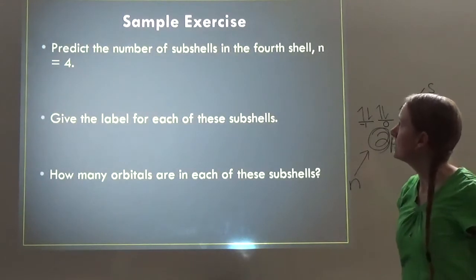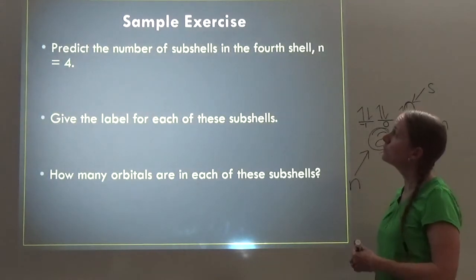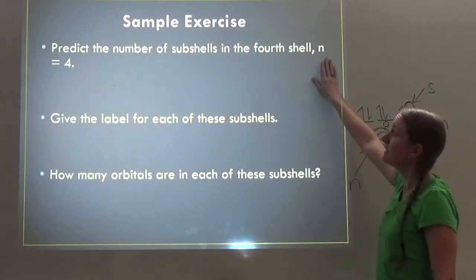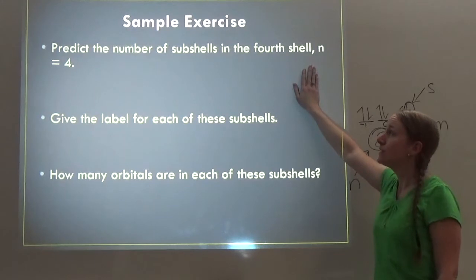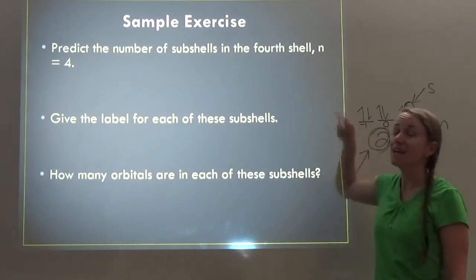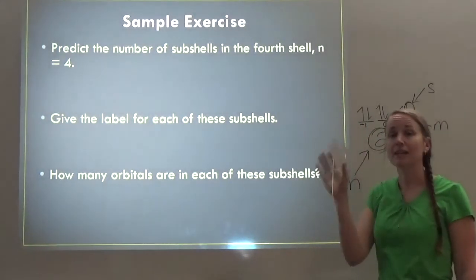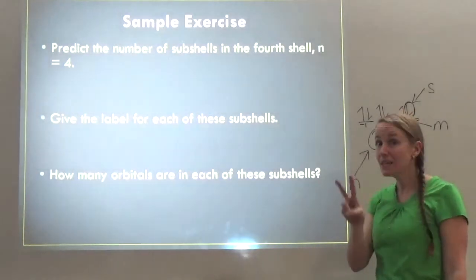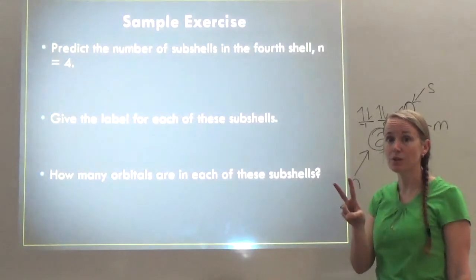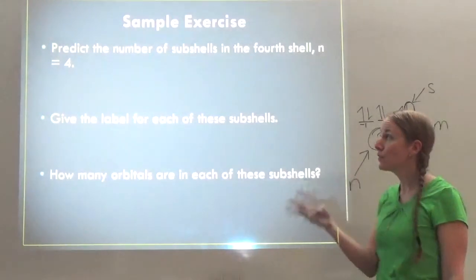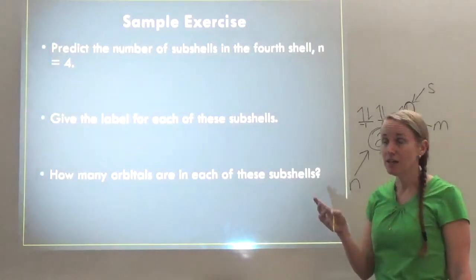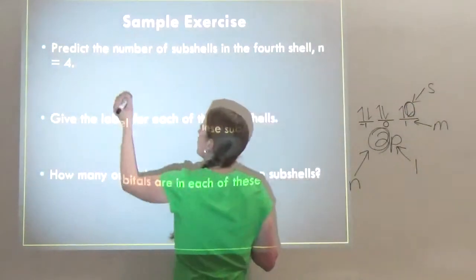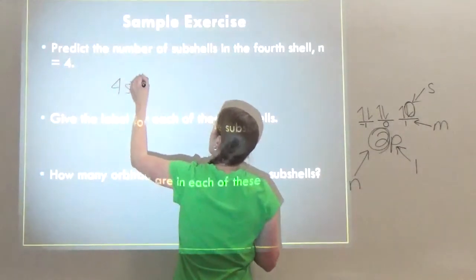Oh, there's a little bit more. So let's look at some questions. It says, predict the number of subshells in the fourth shell, n equals 4. Okay, so y'all, the n number tells me how many sublevels. The first energy level, 1, has 1 sublevel, s. The second energy level, 2, has 2 sublevels, s and p. The third one has 3, s, p, d. The fourth one has 4, s, p, d, f. So because it's energy level 4, I know there are 4 sublevels.